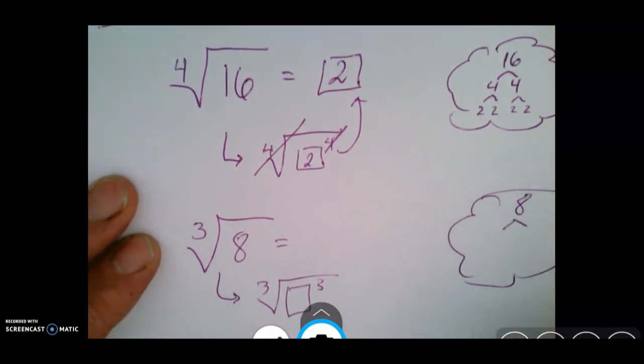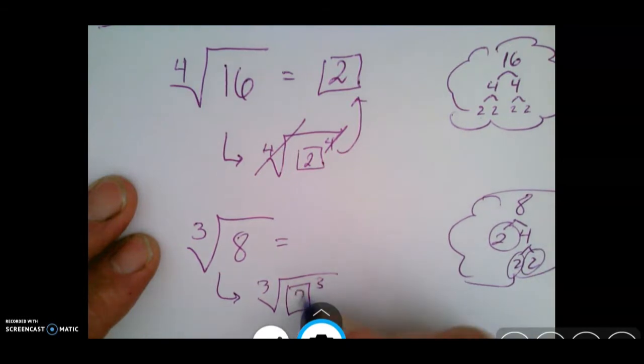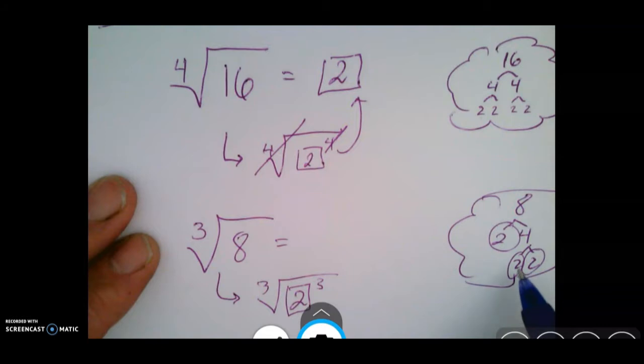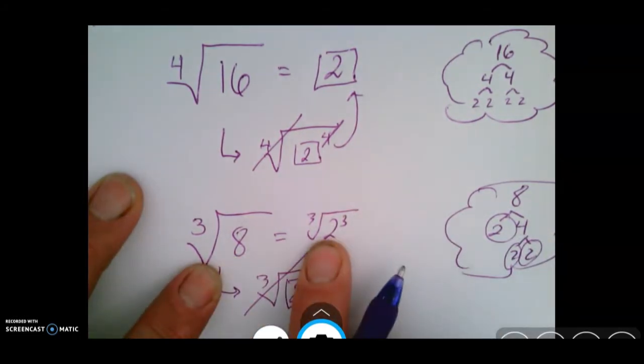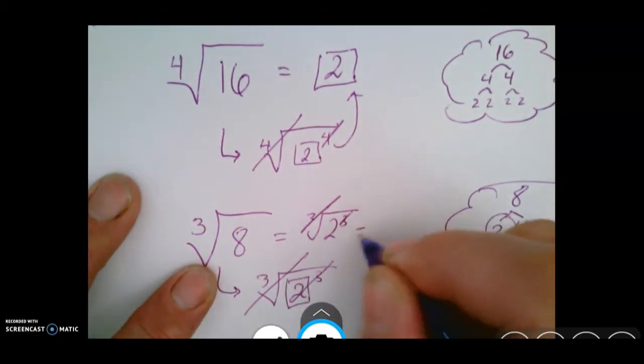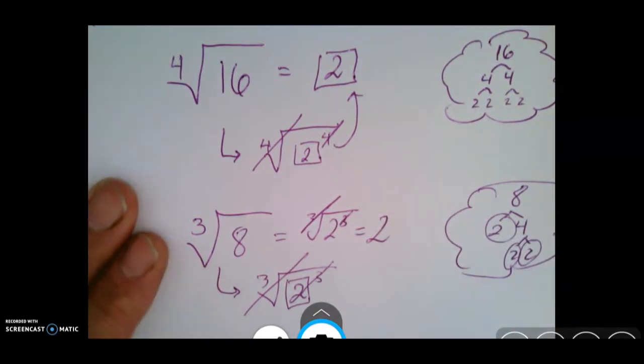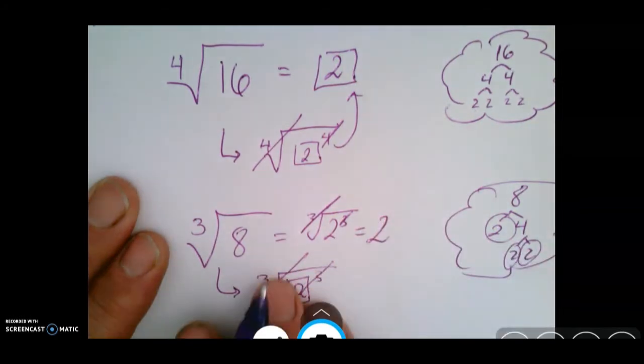How do you do that? Well, you think of 8 and you make a factor tree. 8 is 2 times 4, and 4 is 2 times 2. So 8 is really 2 to the third. Everyone see that? So we rewrite 8 as 2 to the third. These cancel each other out, and you're just left with what's inside. All right? So that's how you operate these.